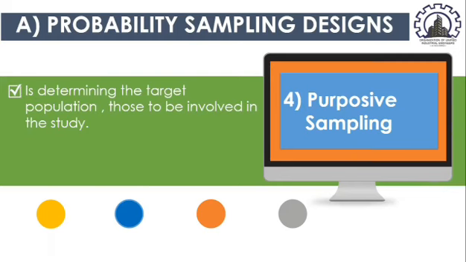Another sampling technique under probability sampling design is what we call purposive sampling. So what do I mean by purposive sampling? If we say purposive sampling, it is about determining the target population, those to be involved in the study. So the respondents are actually chosen on the basis of their knowledge of the information desired.